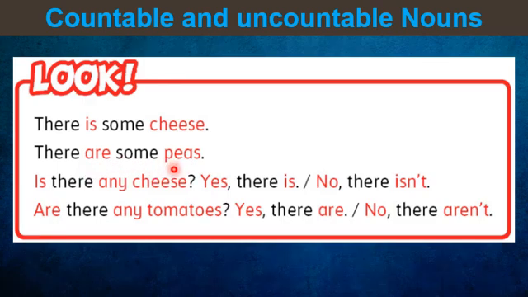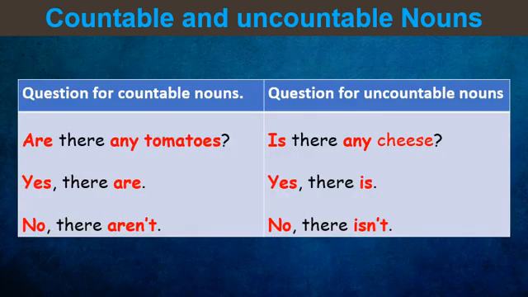So here we have peas, so a plural noun, and we used are with it. Now let's move to the next point, which is how to ask questions about countable and uncountable nouns and how to answer them.